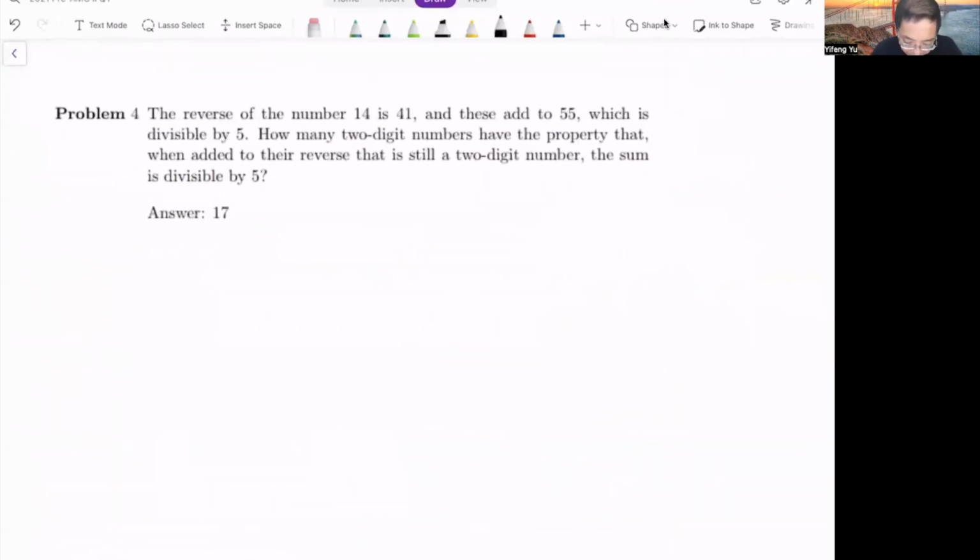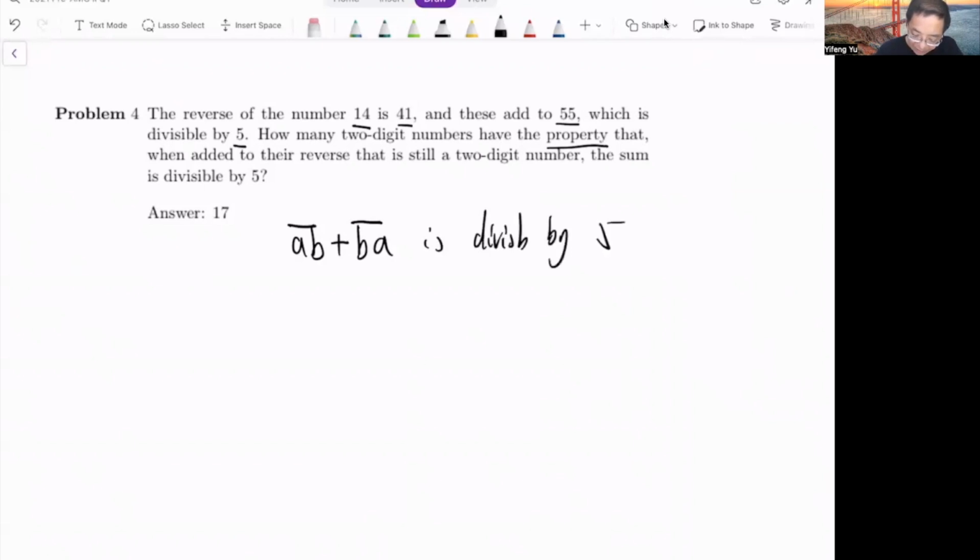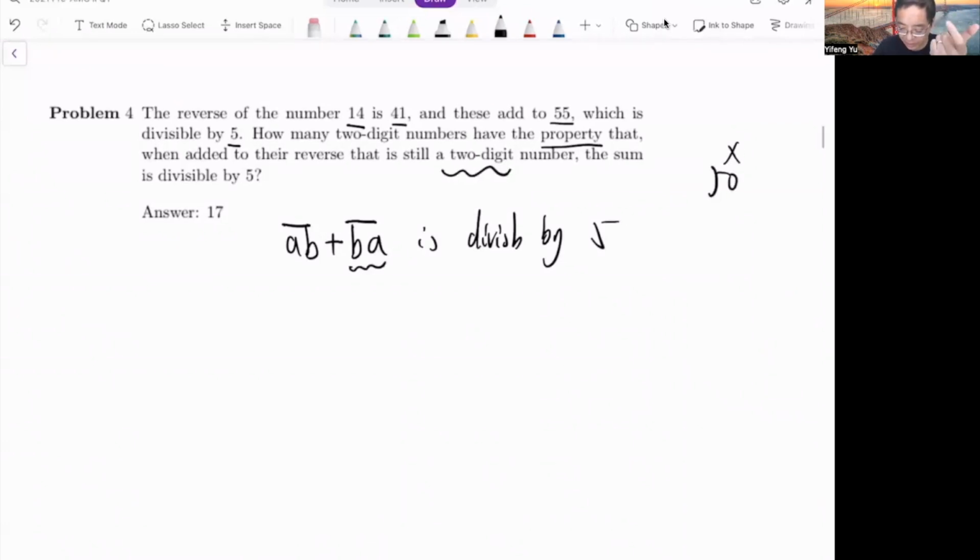Problem number 4. The reverse of the number 14 is 41, and they add up to 55, which is divisible by 5. How many 2-digit numbers AB have the property that AB plus BA, where we just reverse it, is divisible by 5? Here we require that when you reverse it, it's still a 2-digit number. So 50 is not allowed, because if you reverse it you get 05, which is not a 2-digit number.